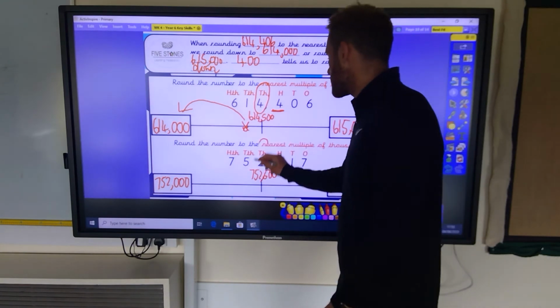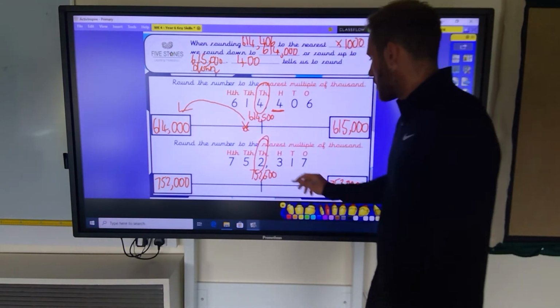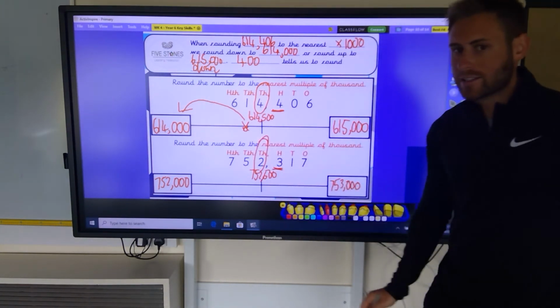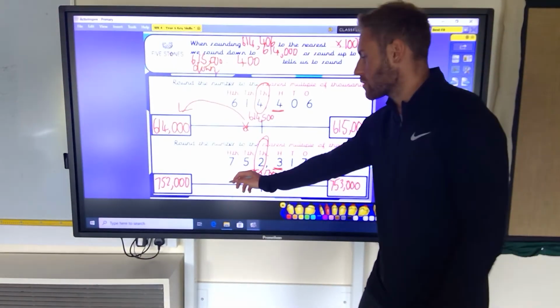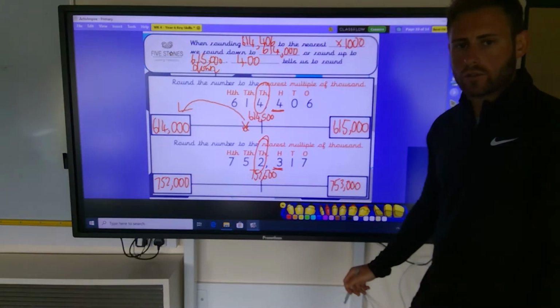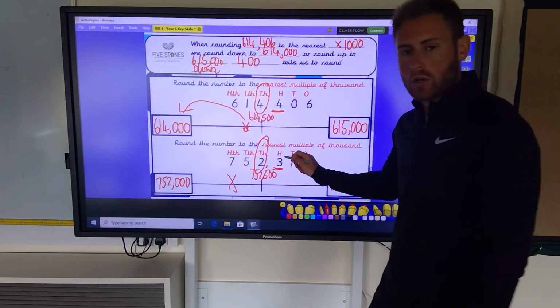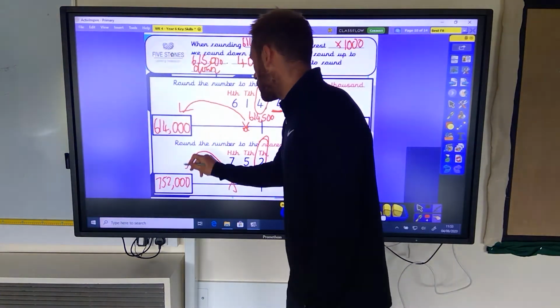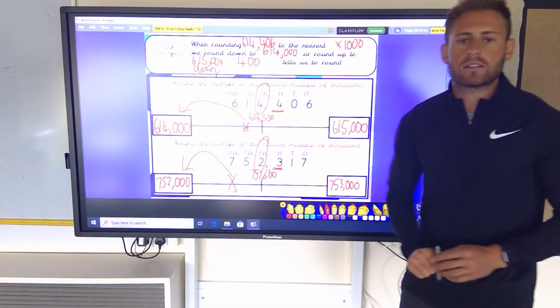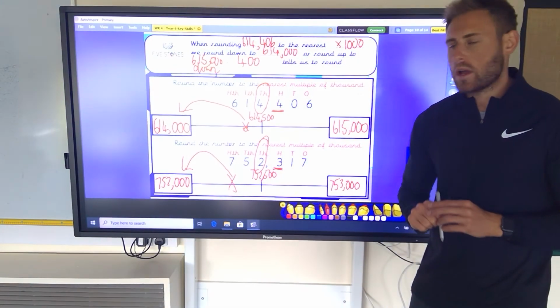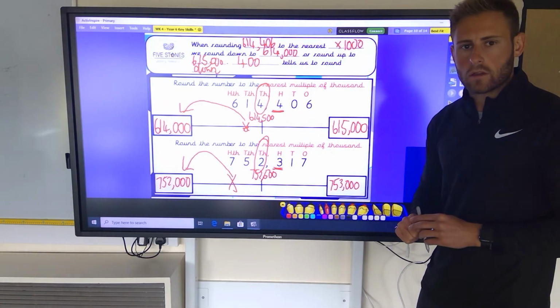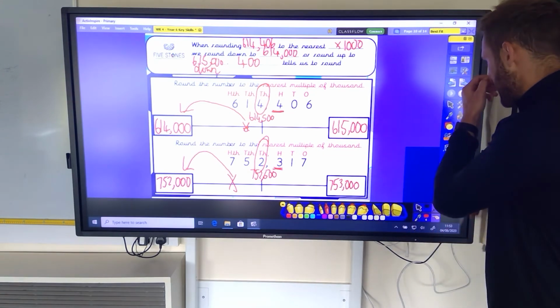So we know we're at 752,000. We know this value has 300. So is 300 going to be before or after 500? Yes, it's before. So because we know that that's 300, we need to round down to 752,000. Great work if you managed to recognise that.